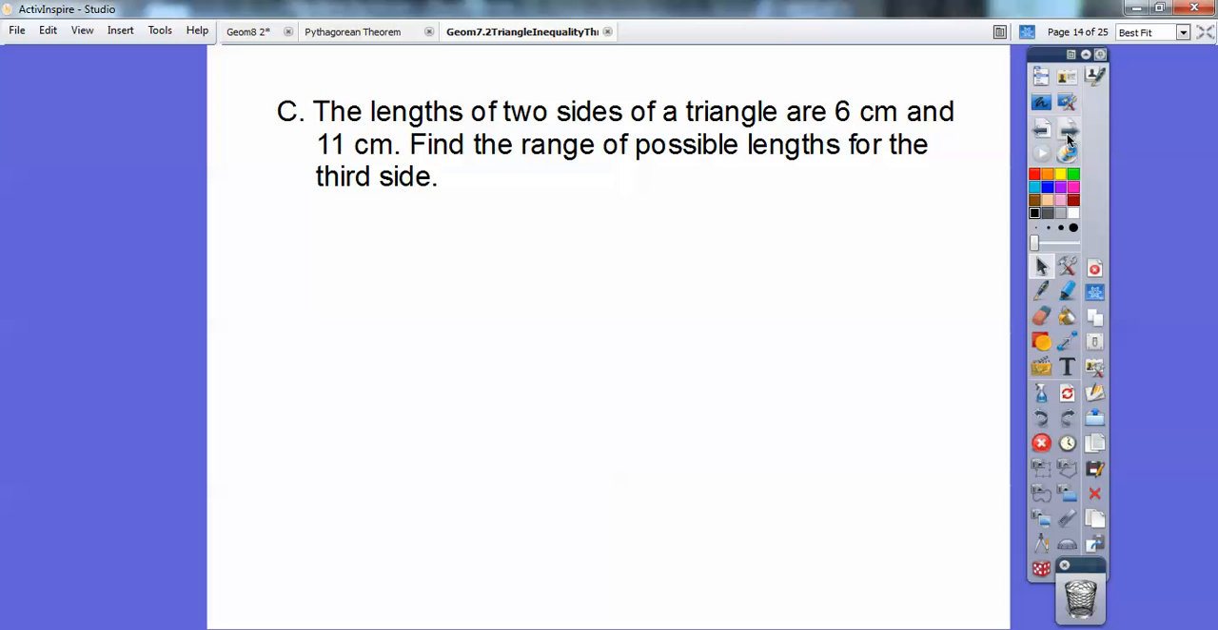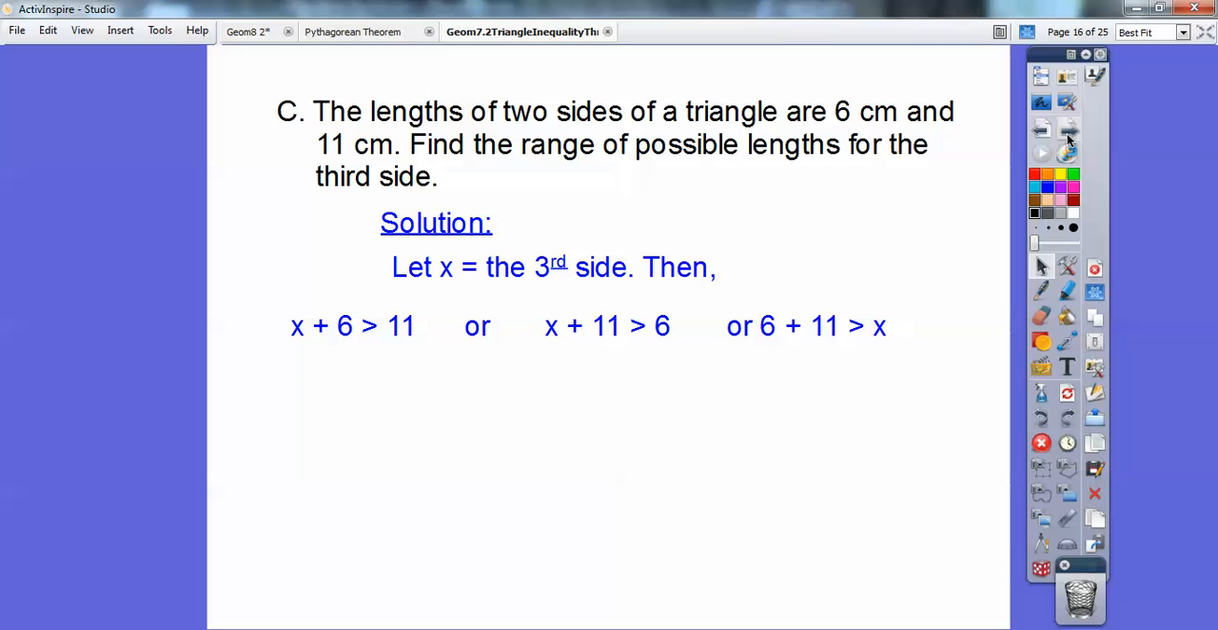Okay, so here we go. The lengths of two sides of a triangle are 6 centimeters and 11 centimeters. Find the range of possible lengths of the third side. I'm going to let x be the third side, and there are three different possibilities. x plus 6 must be greater than 11, or x plus 11 must be greater than 6, and then finally 6 plus 11 must be greater than x. Well, we already know that x is greater than 11, so when we add another length to it, it's just going to be even greater, so we can disregard that one right there.